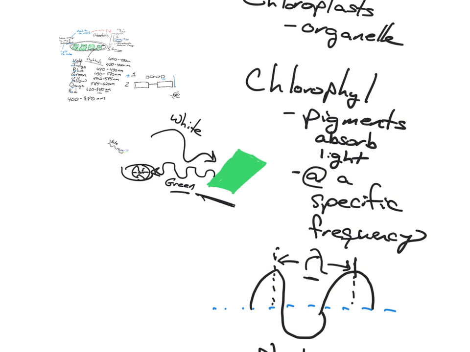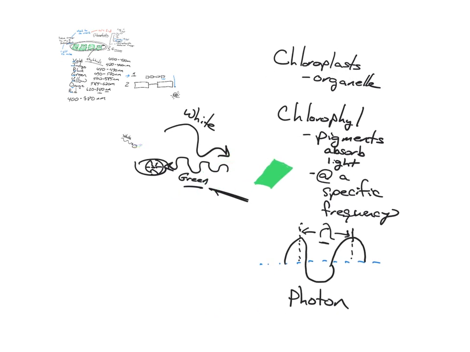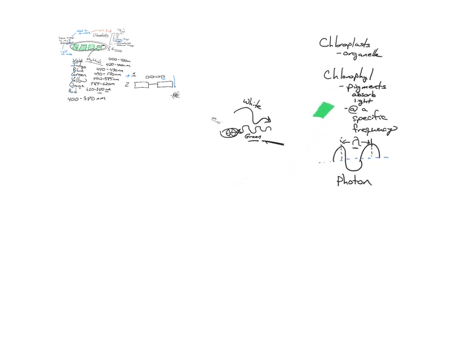So how can I make that statement? How do I know plants can't use green? Because they didn't absorb it. They can only use the light energy they absorb. Okay, enough of that. Now we've got to get into some biochemistry, unfortunately for you.